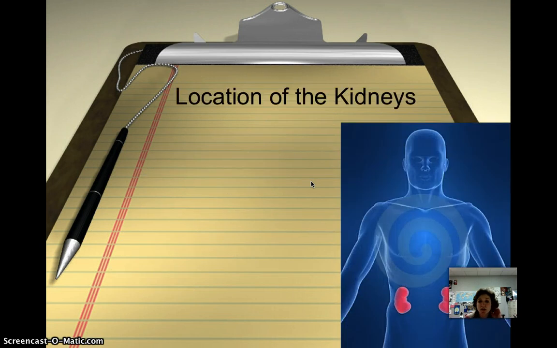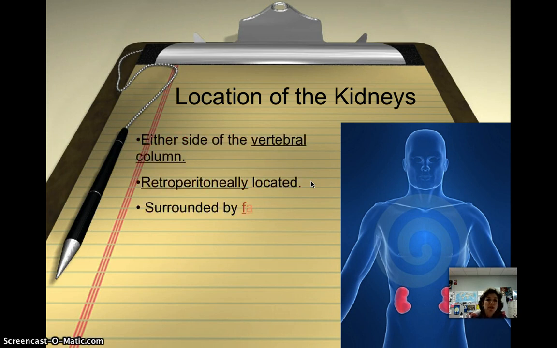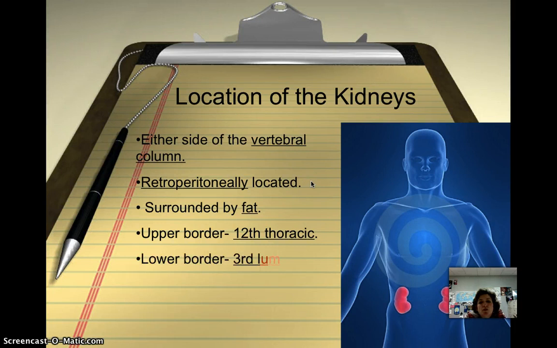So looking at the location of our kidneys, those of you that went to Body Worlds with us this year, 2012, we saw kidneys in several of the different specimens that were preserved. They are found on either side of the vertebral column. They are what are considered retroperitoneally located. So remember we talked about the peritoneum is the lining of the abdominal cavity. So these are retro, or behind the lining of the abdominal cavity.